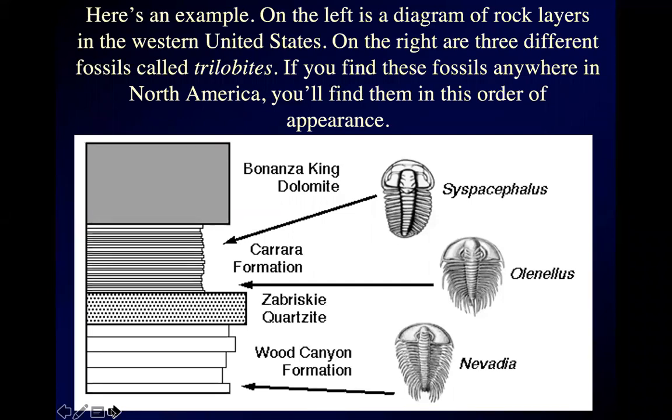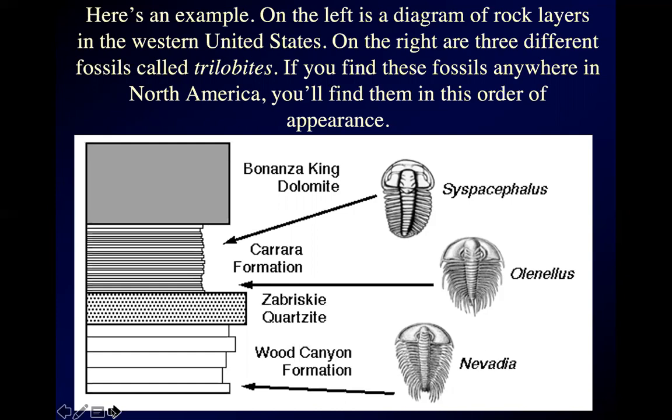Well, if you find these fossils anywhere in North America, they will be found in this order of appearance. You could go to certain parts of Georgia and dig up trilobites. There's places you can do that. And if you find them, you'll find them in this order. Nevadia is always in rocks below the rocks where you find Olenellus. And Olenellus is always in rocks below the rocks where you find Cissocephalus. There's parts of British Columbia where you'd find these. You could do the same thing in Siberia. You could do the same thing in western Newfoundland, in Canada.